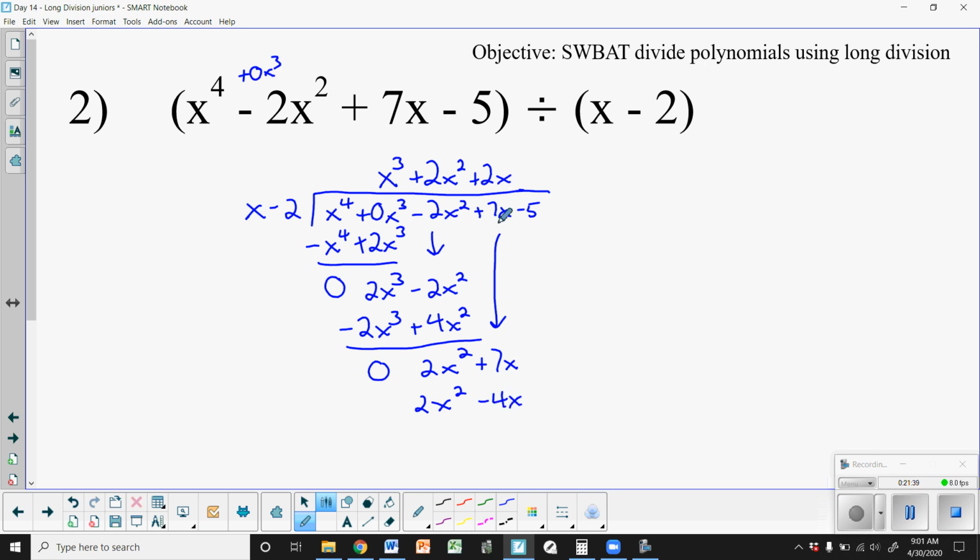And then we have to do what? That's right, switch the signs. 0, 11x. All right, and then what do we do? That's right, bring down the number. So -5, oops. So we got a -5 here. What do we do after we bring down the number?